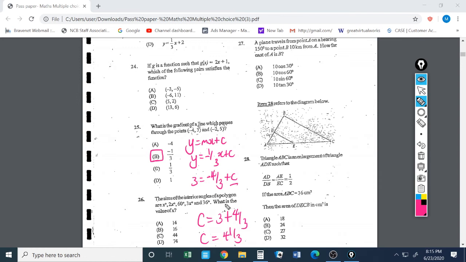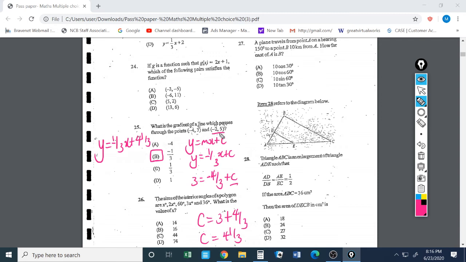When x is equal to 0, it's my y-intercept, right? Since I have 4 and 1/3 as my y-intercept and negative 1/3 as my gradient, I'm going to end up with y equals negative 1/3 x plus 4 and 1/3. Then I'm going to test this one in there, right?